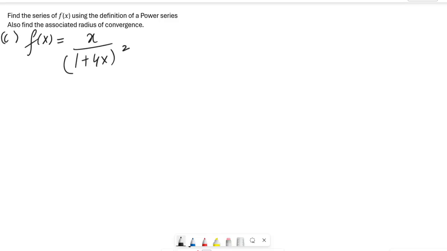Here is another example of writing a function as a power series. This is a little different. You see the function is x by (1 plus 4x) whole square. I don't know where to start on the whole thing here, but I do know a little bit about 1 by 1 plus 4x, which can be written as 1 by 1 minus negative 4x. Two negatives make it positive.